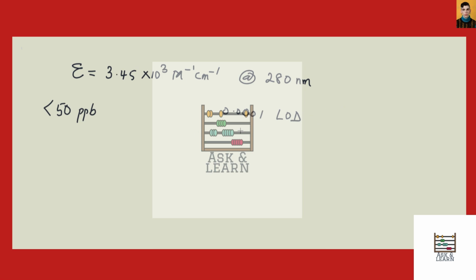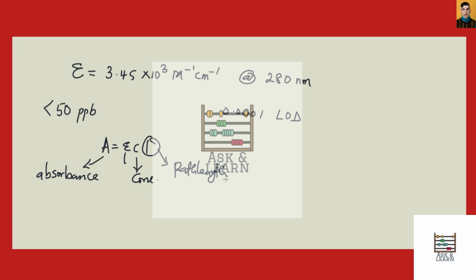So the equation that connects absorbance to extinction coefficient and concentration is A equals ECl, where A is absorbance, E is the extinction coefficient, C is concentration, and l is the path length of the cuvette. Okay, a cuvette is just the sample container. So we know the extinction coefficient to be 3.45 times 10 raised to the power 3.